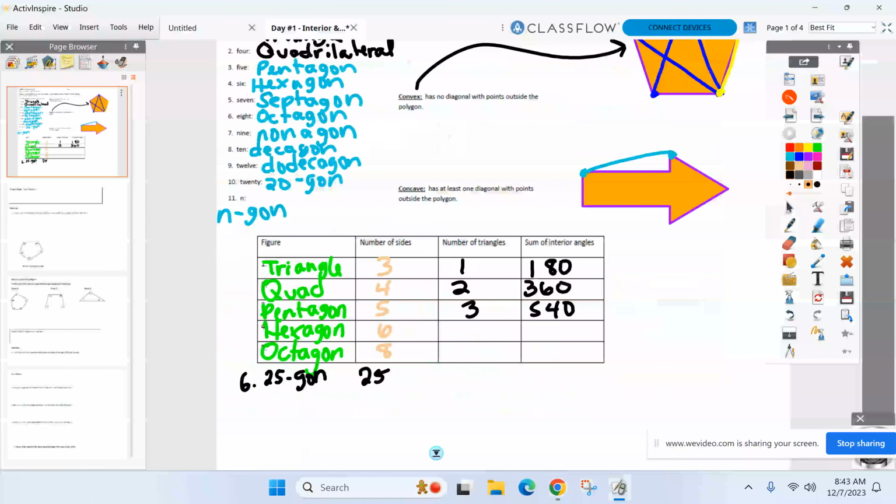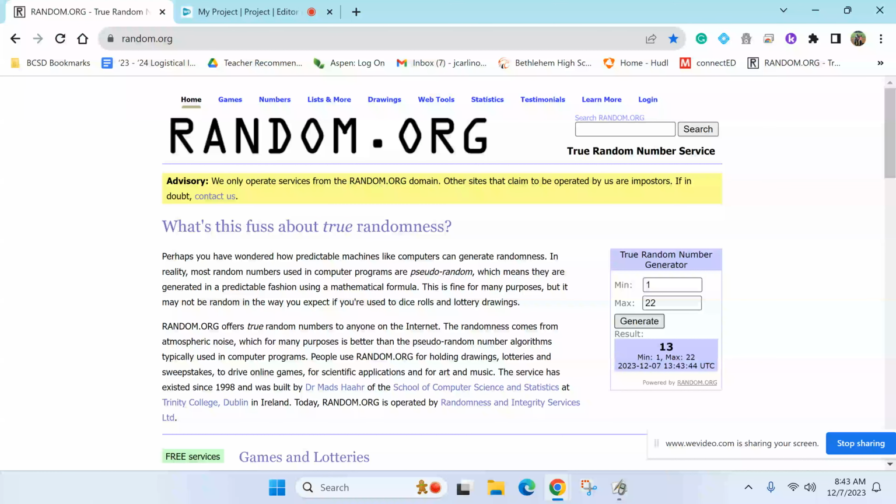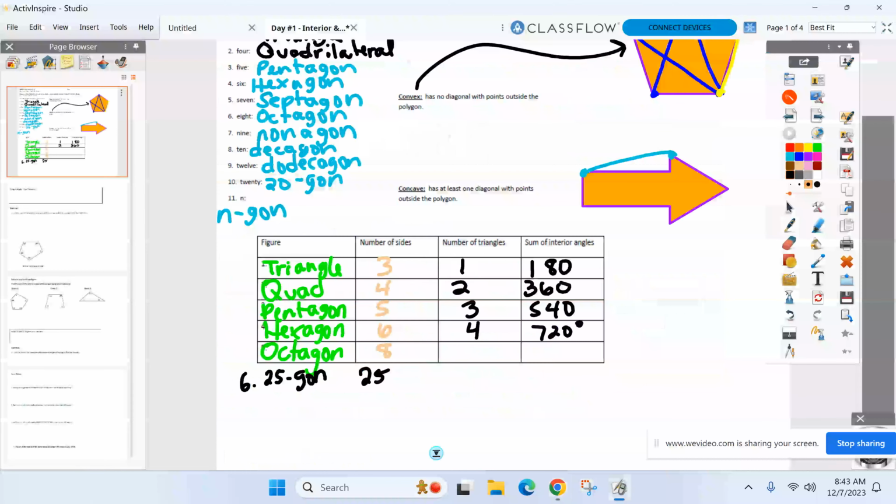Alexi, how many triangles were formed? 4. How many degrees in every hexagon? 720 degrees every hexagon. Good. And then finally, octagon. Jonathan, how many triangles? 6. How many degrees in every octagon? 6 triangles. 1,080. Yep. Okay, do we see a pattern?